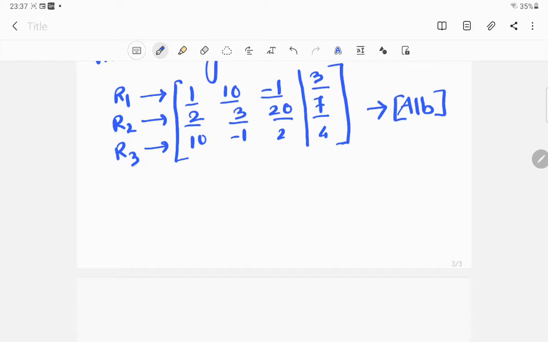If I say R3, then it is 10, minus 1, 2 and 4. It is a row. Now these are called columns. So this is C1, this is C2 and this is C3. I hope you remember. You will remember throughout the process.